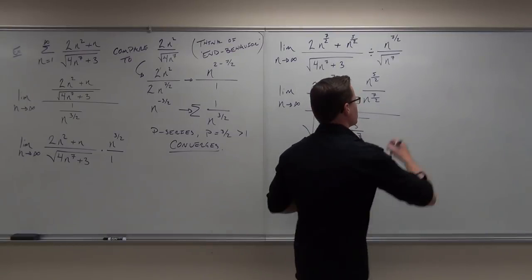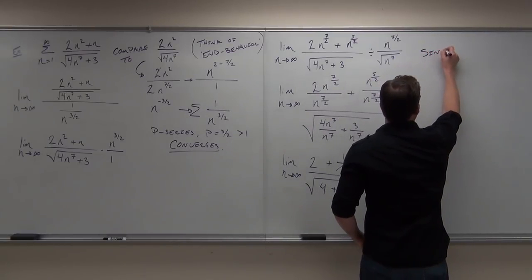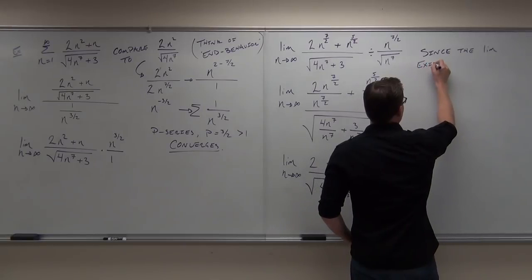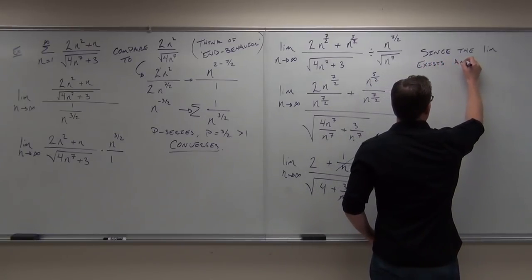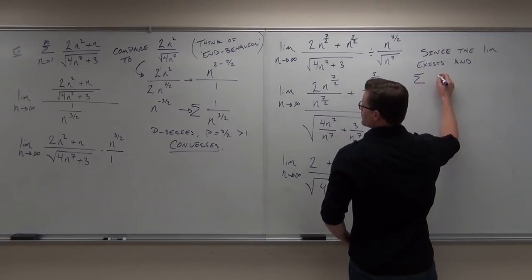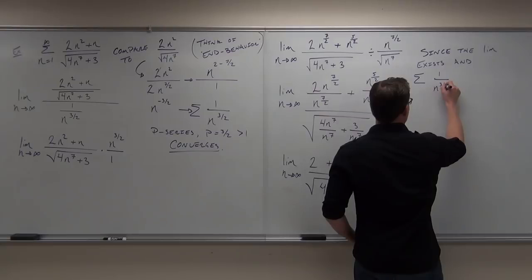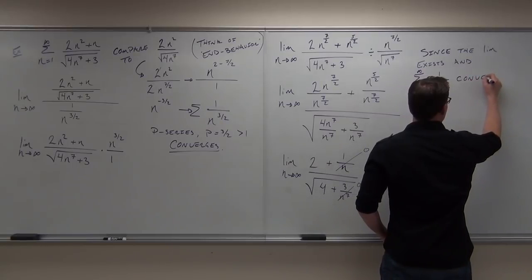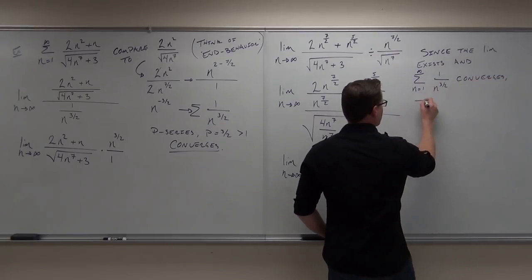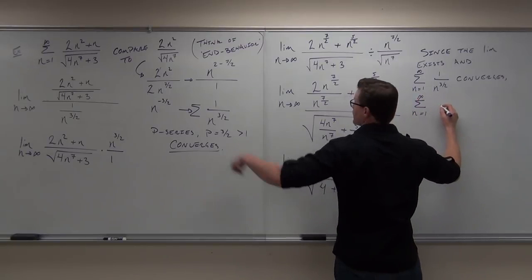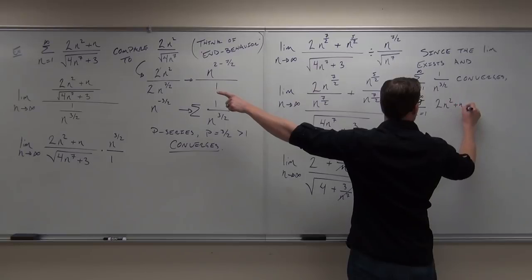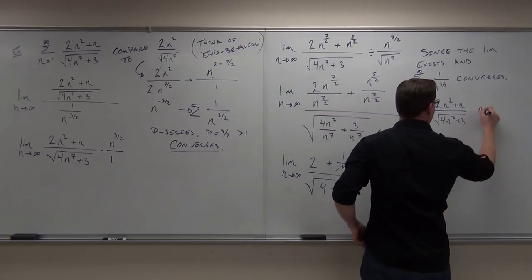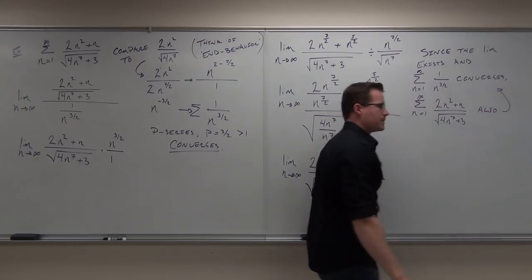So the way we write this is, since the limit exists, and the series of 1 over n to the 3 halves as n equals 1 to infinity converges, then we have the series from 1 to infinity of our nasty junk also converges. That's the idea.